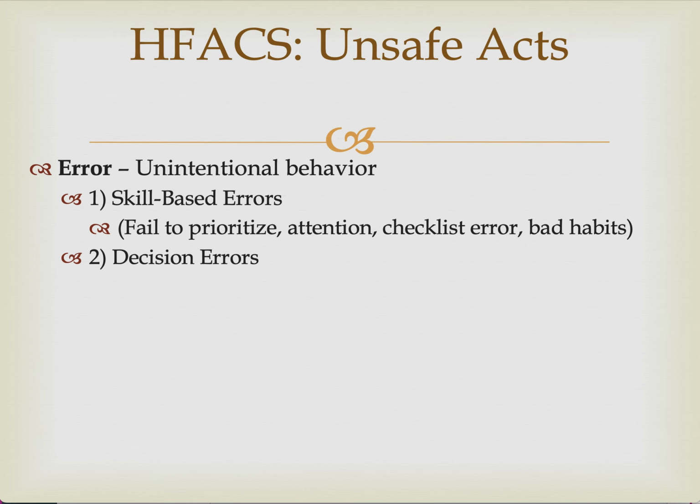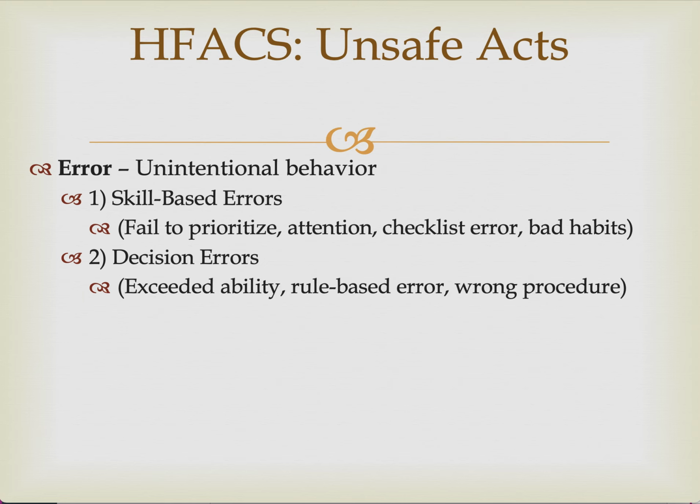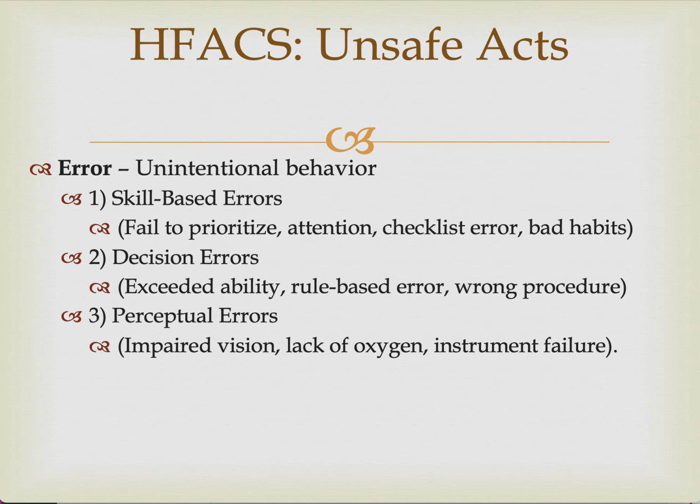Those are also called norms. Decision errors: it exceeded your ability to make good decisions. You chose the wrong procedure at the wrong time. Or perceptual error, like you didn't have the inputs you needed. You had impaired vision, oxygen was impairing your vision or decision making, or you had an instrument failure and you were flying using a bad instrument, for instance.